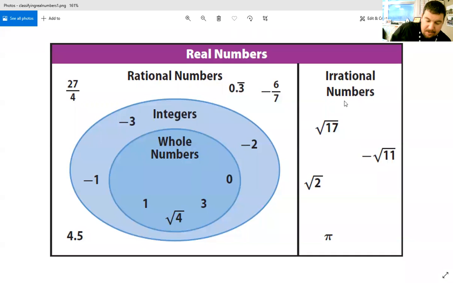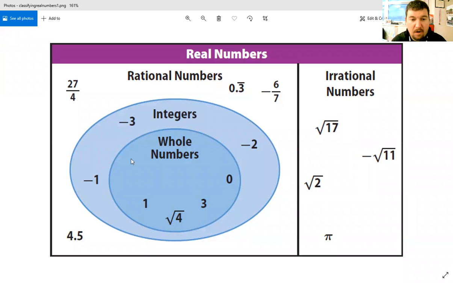Morning, guys. So on today's e-learning worksheet, you have 10 questions where you have to classify numbers, whether they're whole numbers or integers or rational numbers, or if they could be a mixture of those three, or if they're irrational numbers. So I just want to give some clarification on this.